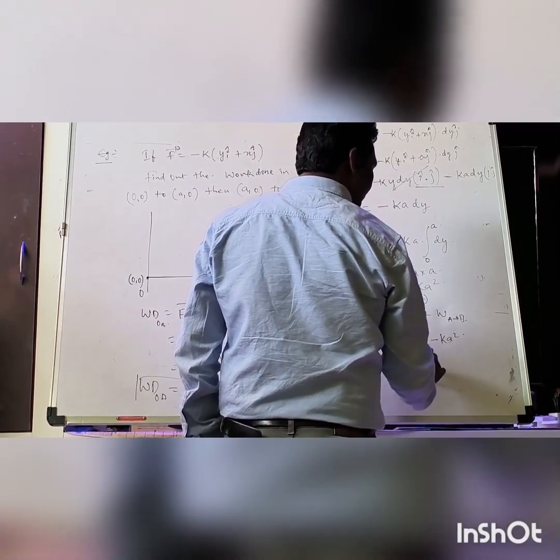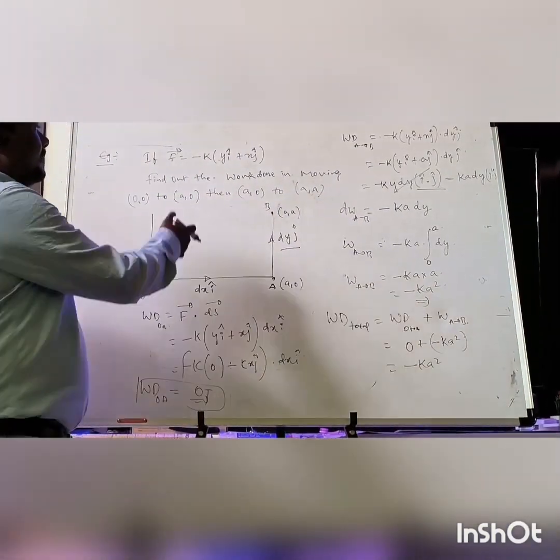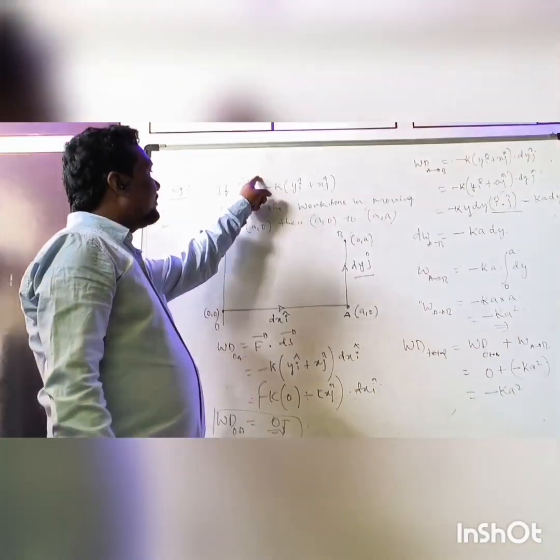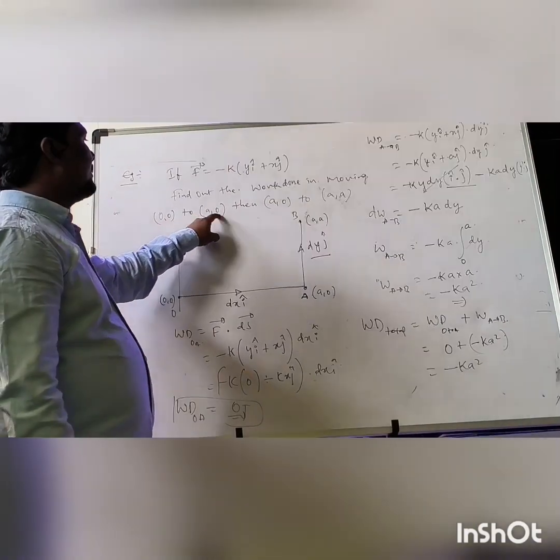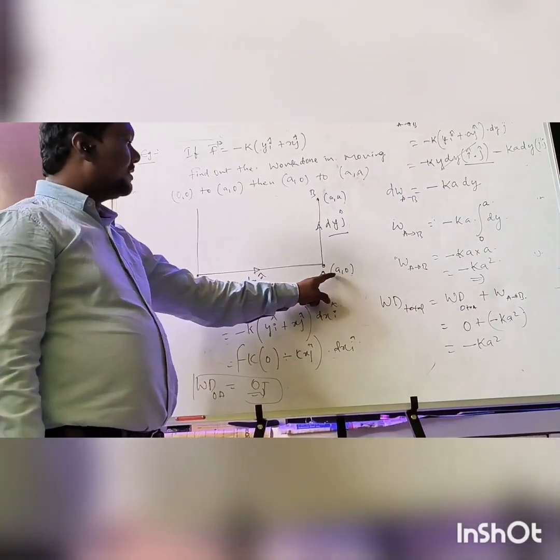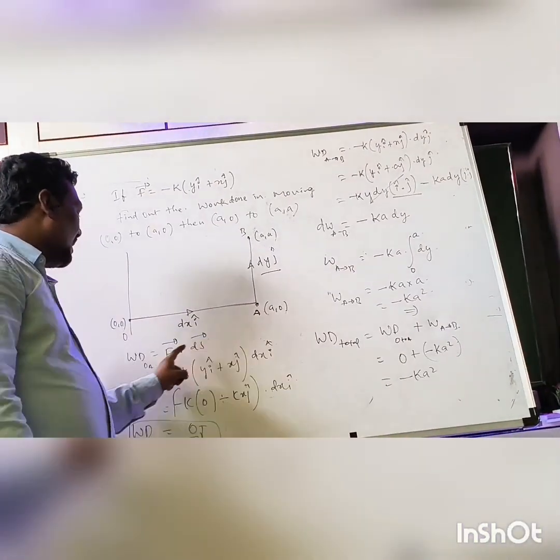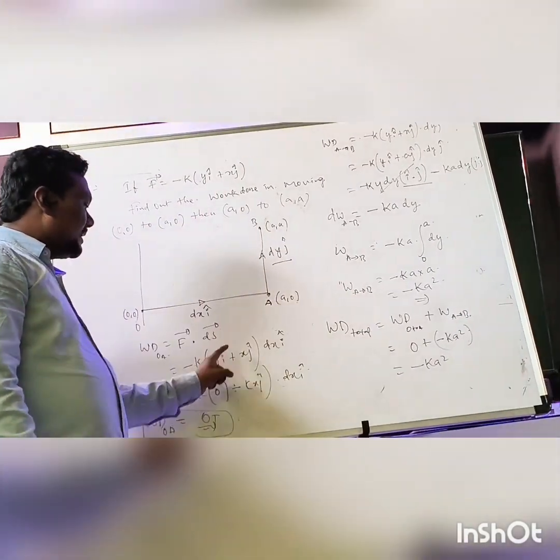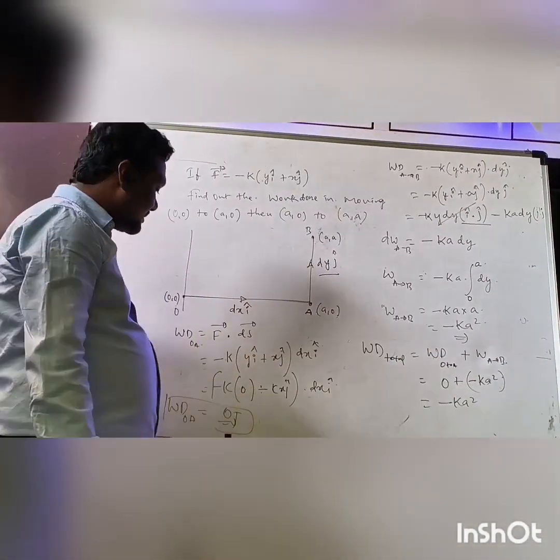So the answer is equal to minus Ka square, and this is nothing but the work done by the variable force. See here, F is equal to minus K (y i cap plus x j cap). Find out the work done in moving from (0, 0) to (A, 0), then (A, 0) to (A, A). From (0, 0) to (A, 0), the particle is moves along the x-axis because the y coordinate is 0. I wrote F bar dot ds bar; what is F bar? Minus K (y i cap plus x j cap), and the displacement is dx i cap, along the x-axis.